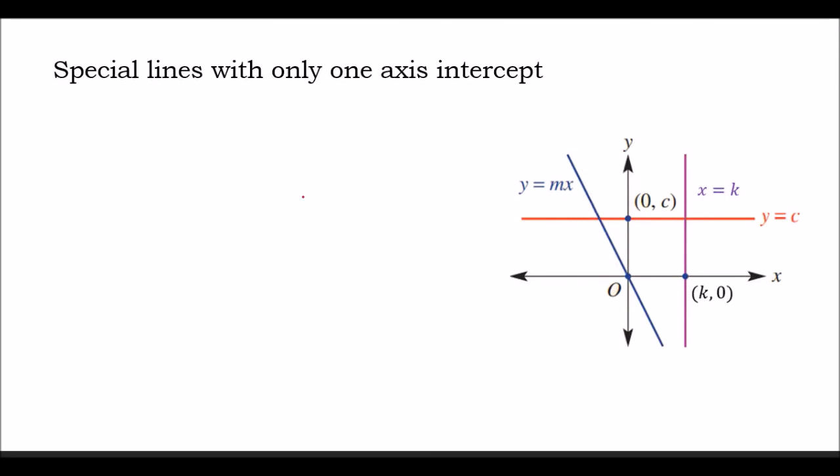Special lines with only one axis intercept. Some of these you've seen before. A horizontal line only has a y-intercept, so you basically just see y equals c. You'll see that if the line is straight and you've got a number by itself in the equation, y equals 2, for example, the line will be there.